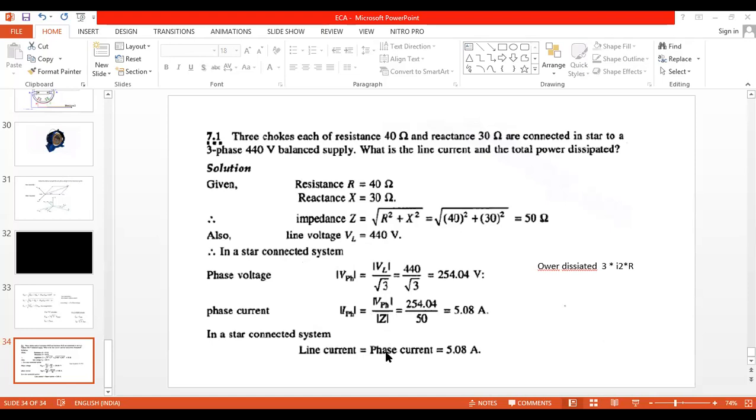To phase current, no need to prove this equation. IL is equal to IPH. That means in star connection, line voltage equals root 3 times phase voltage and line current equals phase current. In delta, it becomes reverse. So no need to worry at all about this one. Once be perfect with this stuff.